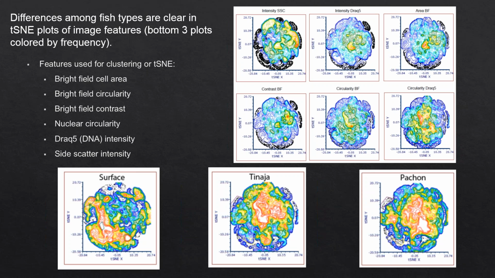And then in the top right, I can take the same type of density plots and now color them by feature intensity value. So for example, the very top left plot in the upper panel is colored by side scatter intensity. So the areas of red density are high side scatter and areas of blue and black are low side scatter. Very top right, colored by area of the bright field mask. So the red cells, these are the larger objects, and blue and black are the smaller ones.